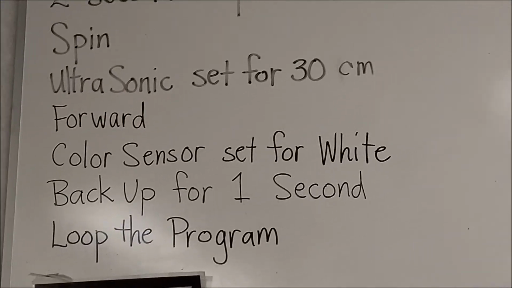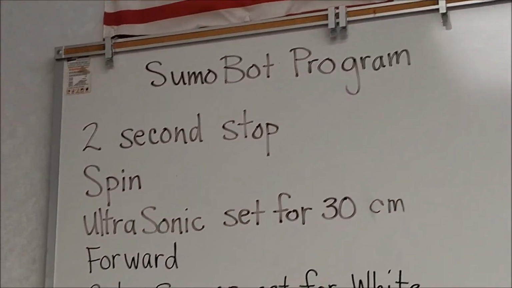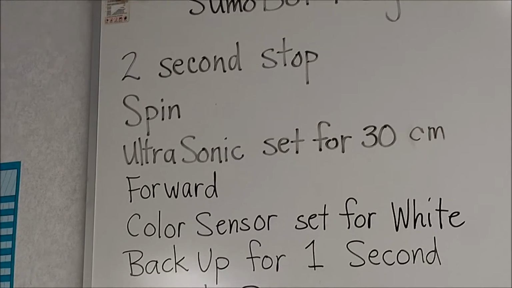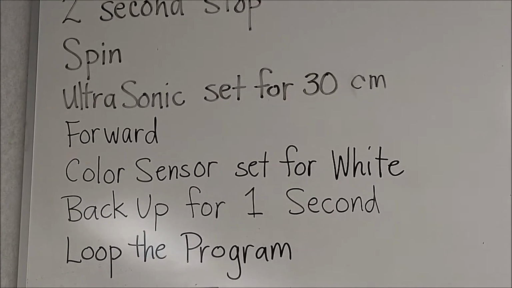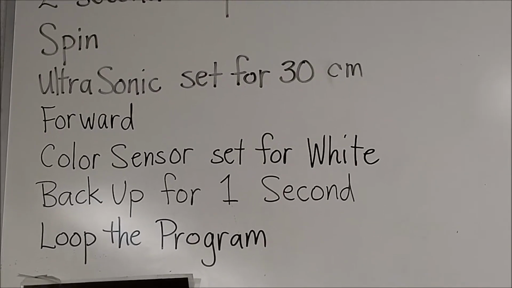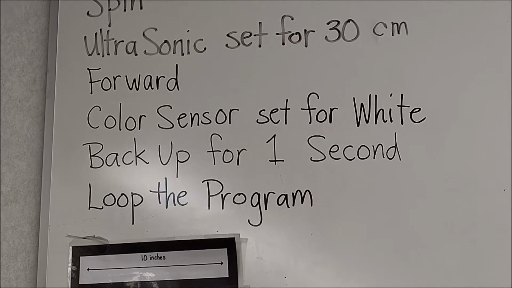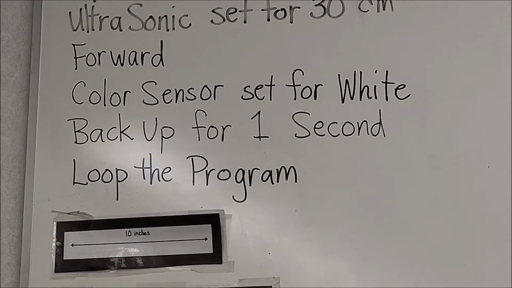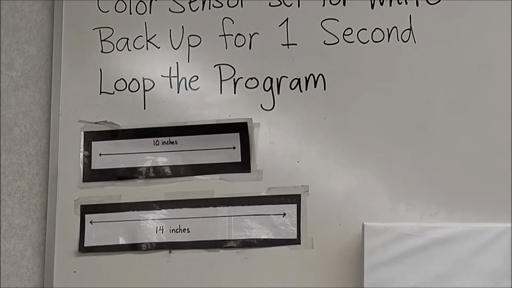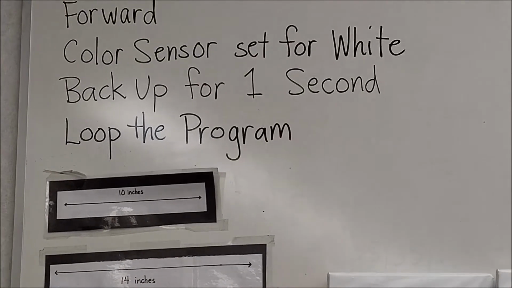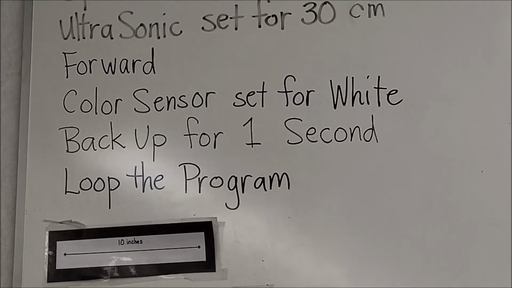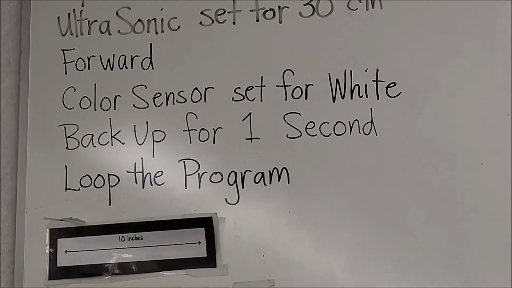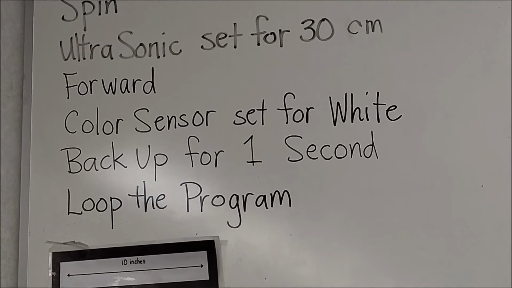So let me go ahead and let you see the program, and then I'll actually show you what it looks like on the brick. So we first put a 2-second stop, and I'll explain this when I go to the brick. We then do a spin. We have the ultrasonic sensor set for 30 centimeters. We will go to a forward. We will set our color sensor for white, depending on what the outer color of your Sumo ring is. We will back up for 1 second so we can stay on the board. And then we just loop the program so we can continually run that program without any stops in it. All right, so let's go to the brick.